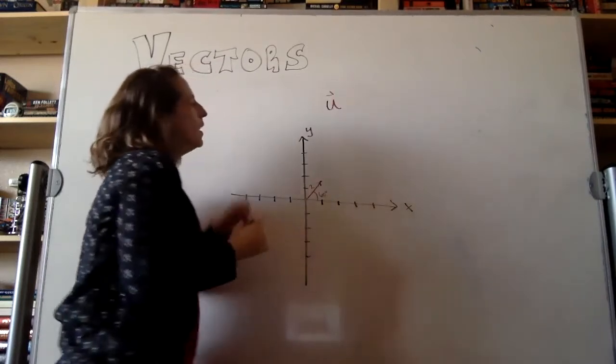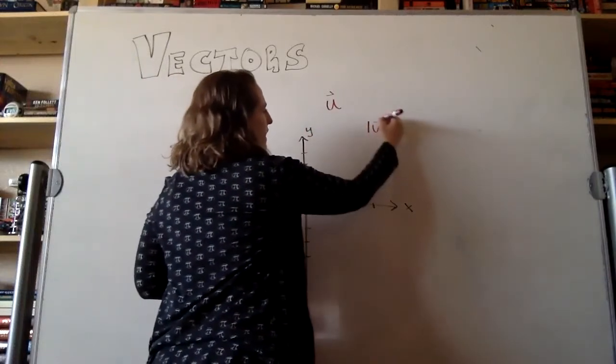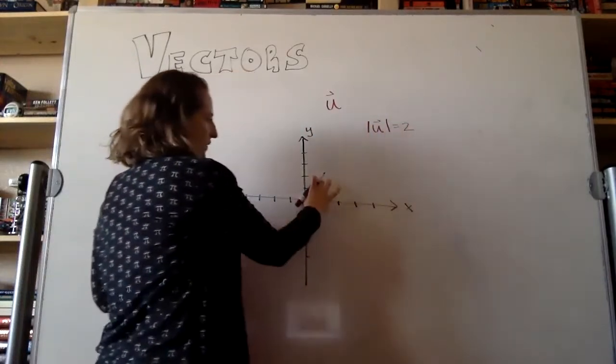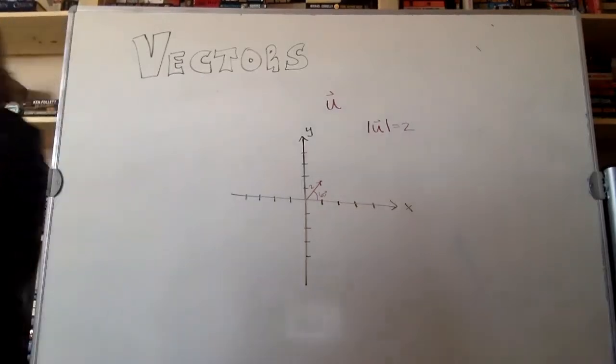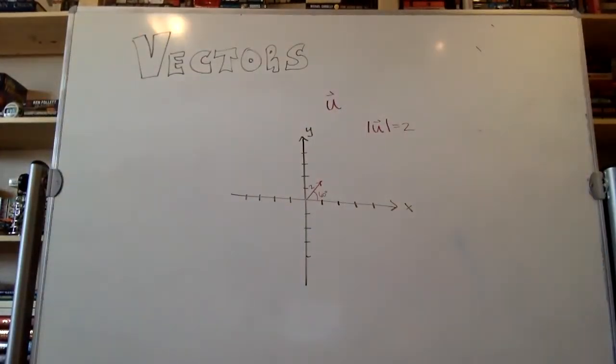And what do we know about vector u? Well, right now, we know that the length of u is 2. So we've given that information right there. The length of the vector is 2, okay? Now, the other thing that we need to define a vector is a direction.